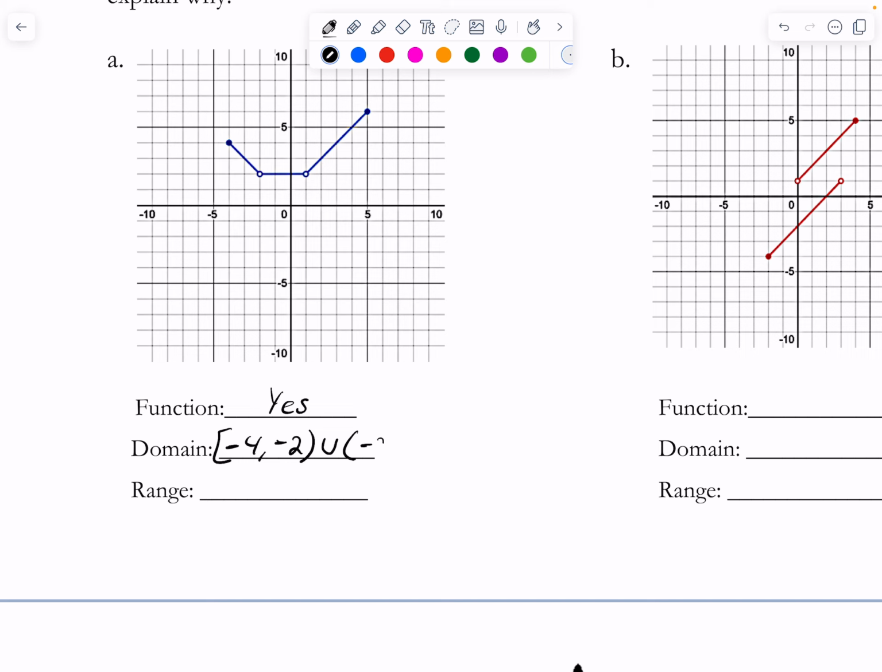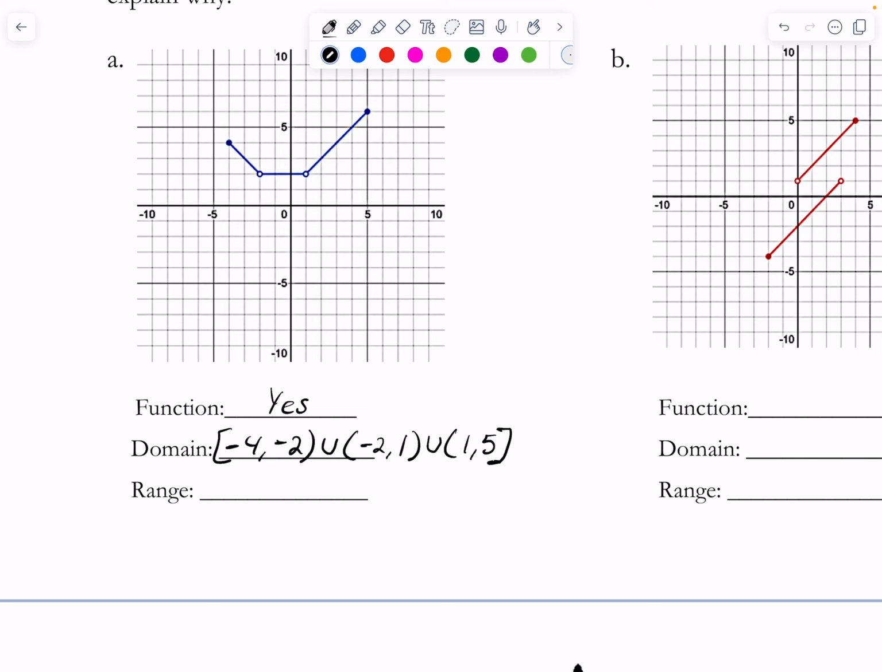The next one would be negative 2 to positive 1. Both of those are open. And then we have another stretch of domain here that's going to be 1 to positive 5. And that 5 is going to be closed, a bracket. Okay, so we have 3 different pieces of this interval notation for the domain.